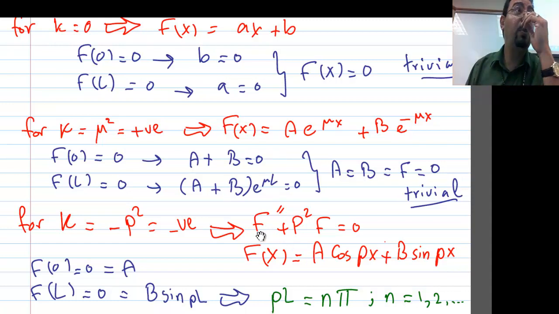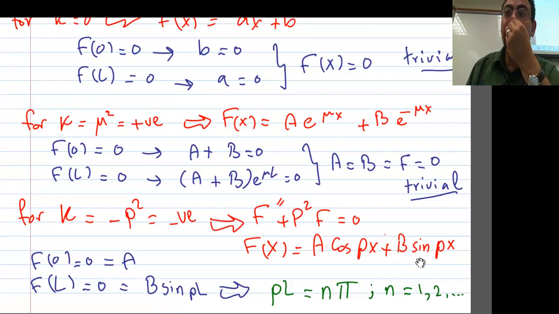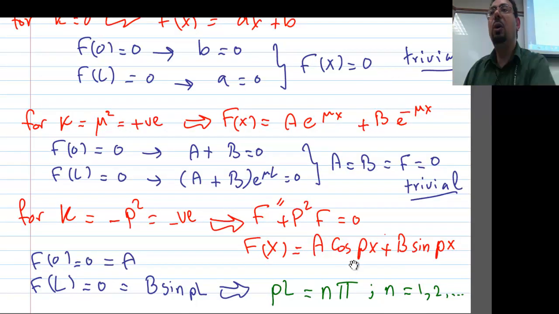When you see f double prime plus a constant times f equals 0, the solution is cosine plus sine. Why? Well, again, differentiate twice. You will end up with this. If you differentiate this with respect to x, the cosine will end up making minus sine, and the sine will make cosine, and then you differentiate again. Alright? So here is the solution for any a and b.